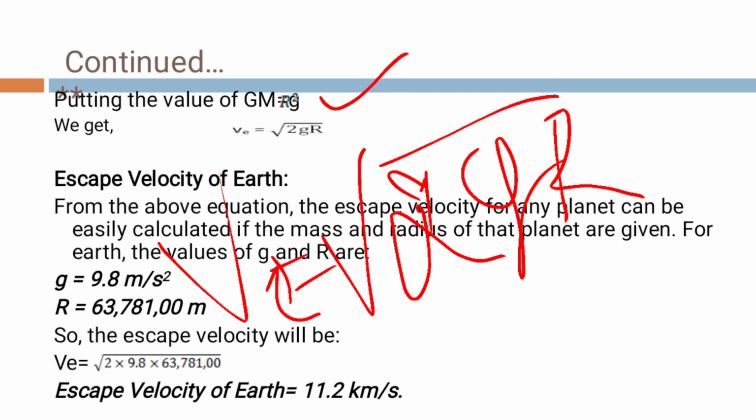You have to find the escape velocity of the Earth. That value is 11.2 km per second by this equation. You substitute g value is 9.8 and R value is the radius of the Earth, which is almost equal to 6.3 into 10 raised to 8 meter. Almost it is 63,78,100 meter, and you get at last after simplification 11.2 km per second. This is the actual escape velocity of the Earth.